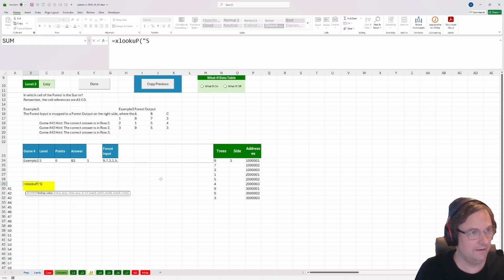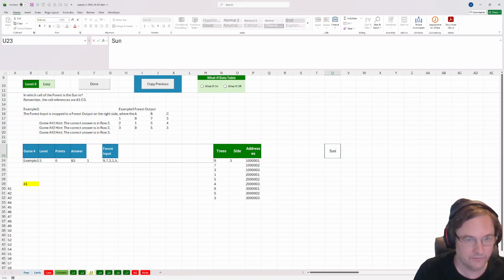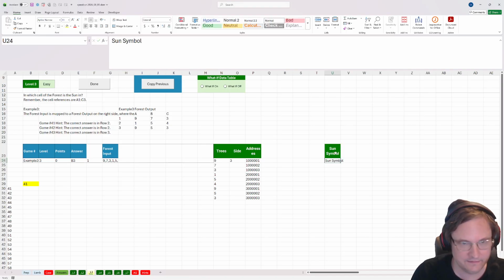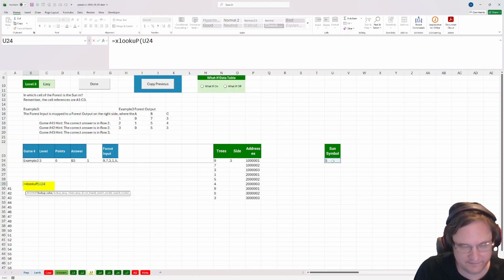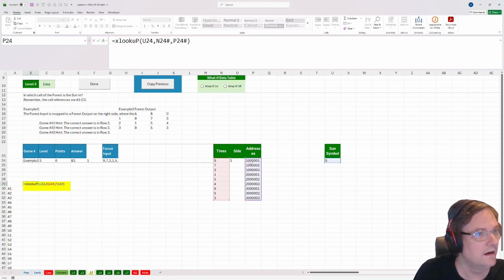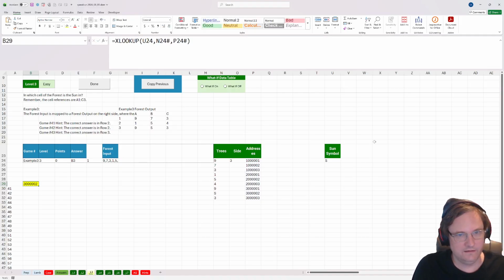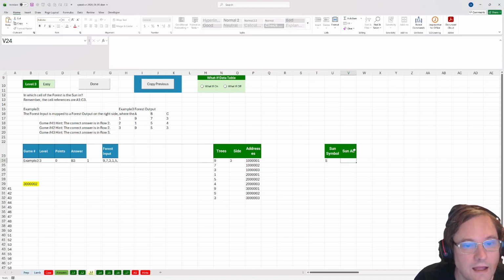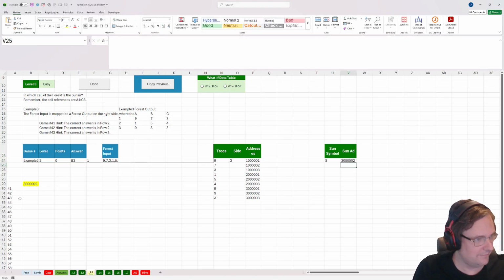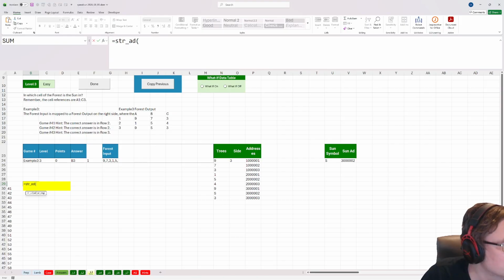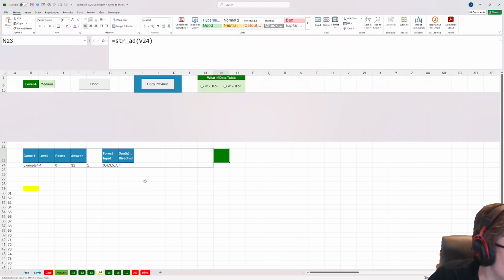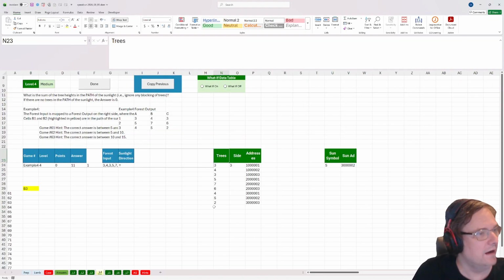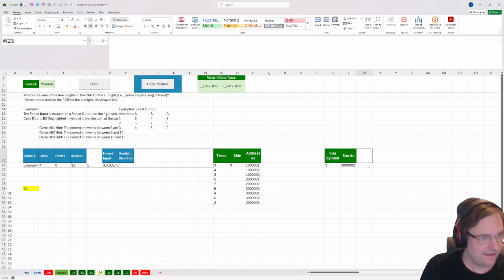So now I'm just looking up the sun, or here, let's do sun symbol is S, right? So XLOOKUP this on here, returning here, right? And that is the sun address, which I'm going to need later, so I might as well do that this way. And then the string address of this is our answer, right? 3,000,002 is B3.